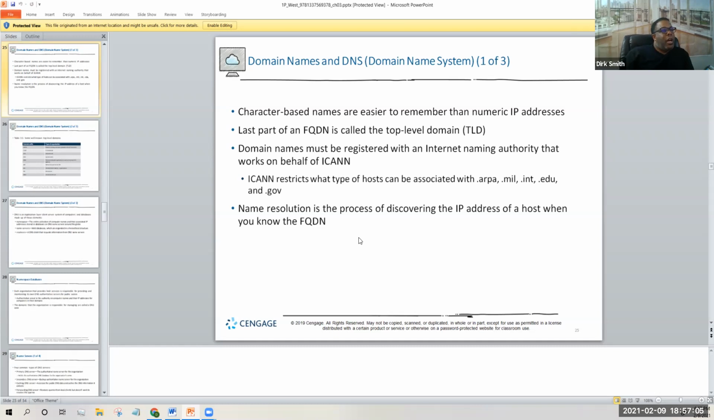Okay, domain name and DNS name. We talked about earlier that character-based names are easier to remember than IP addresses. So basically, when you have a fully qualified domain name, that's at the top level. Like I said, Google is associated with an IP address.